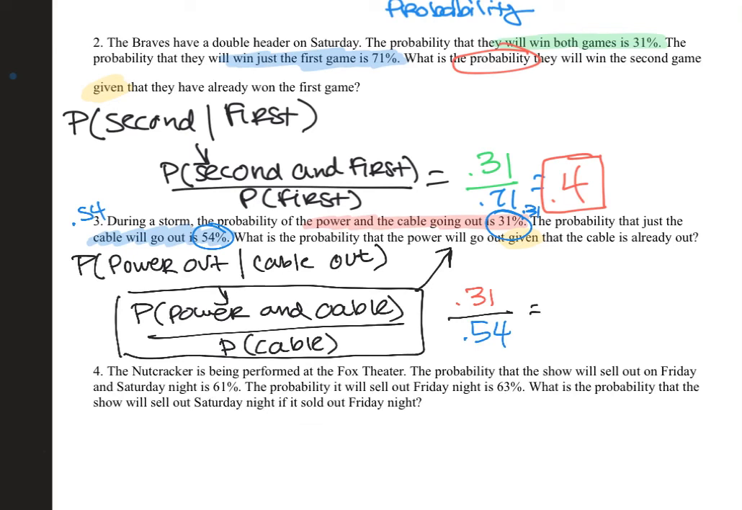So 0.31 divided by 0.54 is 0.6. Now, I asked you for probability, so I'm going to leave my answer as 0.6. If I asked you for percentage, then you would say this times 100 is 60%.